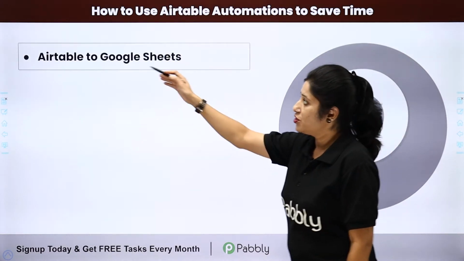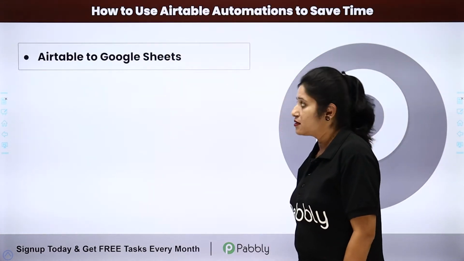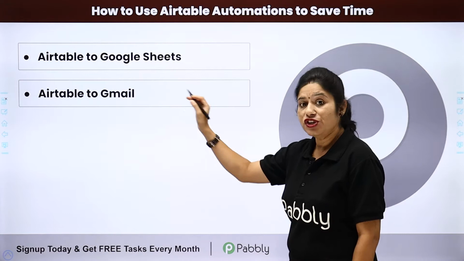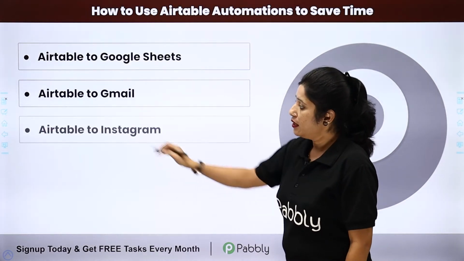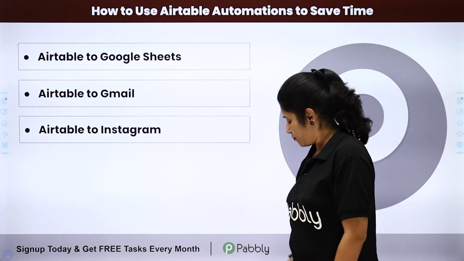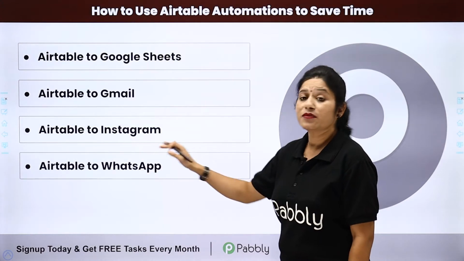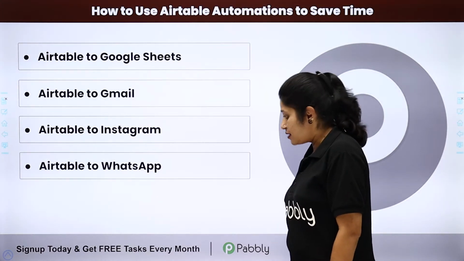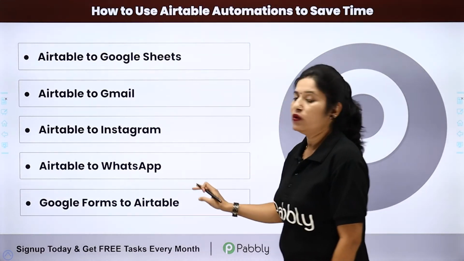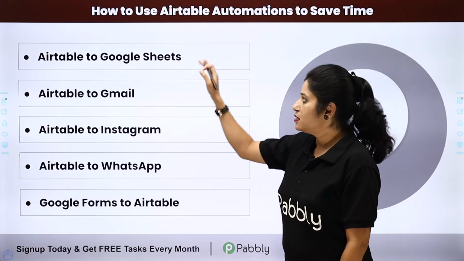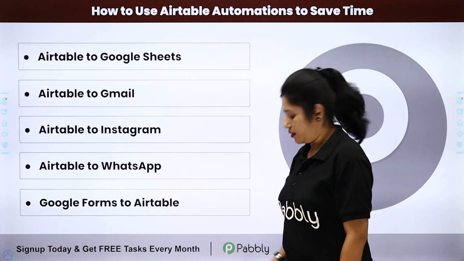The first automation is Airtable to Google Sheets. Next one is Airtable to Gmail. Next we will see Airtable to Instagram. After that, Airtable to WhatsApp. And last but not the least, Google Forms to Airtable. So now let us discuss these particular automations one by one.